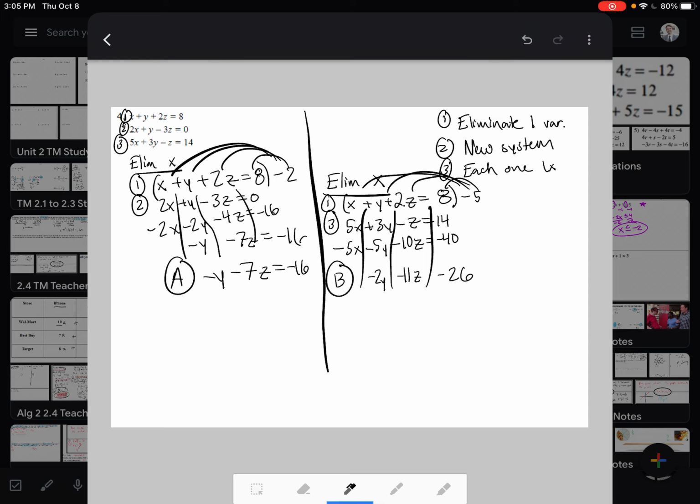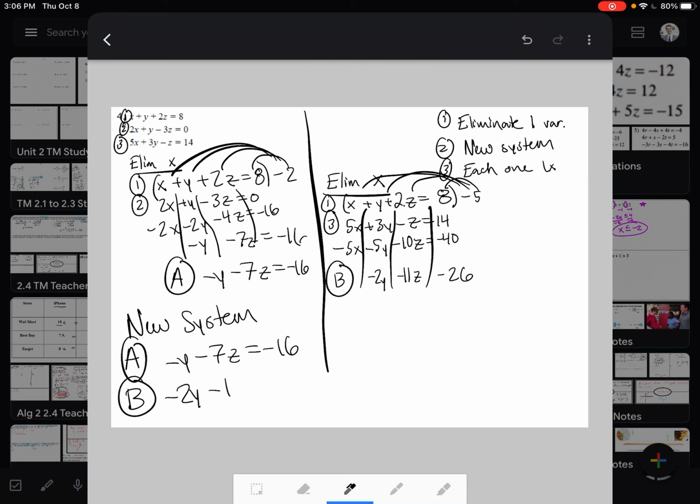So now we have our new system to solve. The new system is negative y minus 7z equals negative 16, and equation B is negative 2y minus 11z equals negative 26. Now use either substitution or elimination. Solve for y, solve for z, and then plug it all the way back in to solve for x. If we do that, we'll be in good shape.